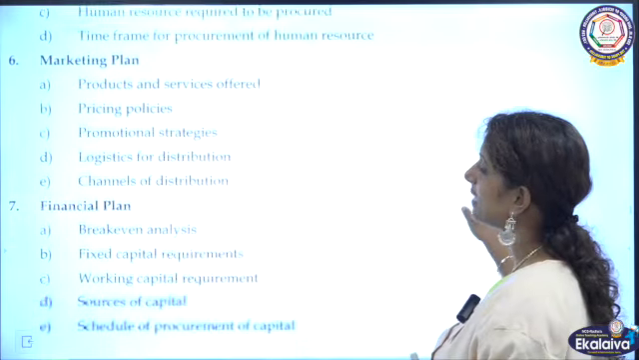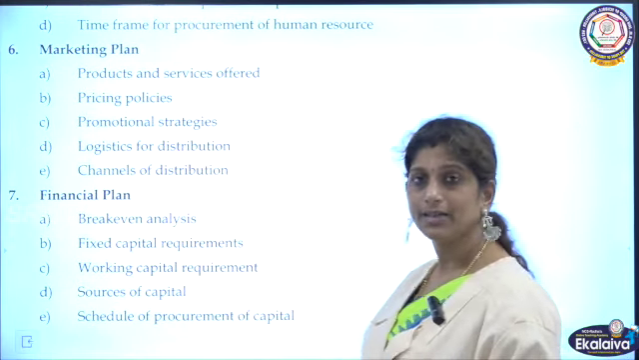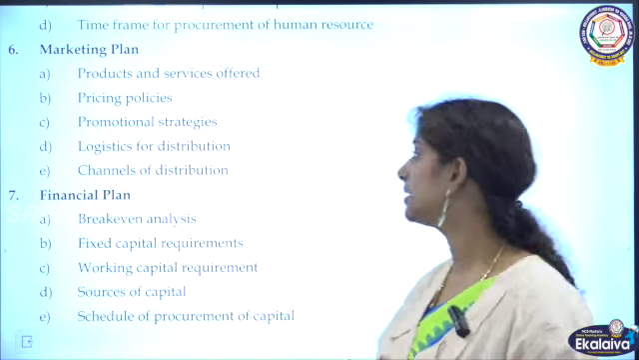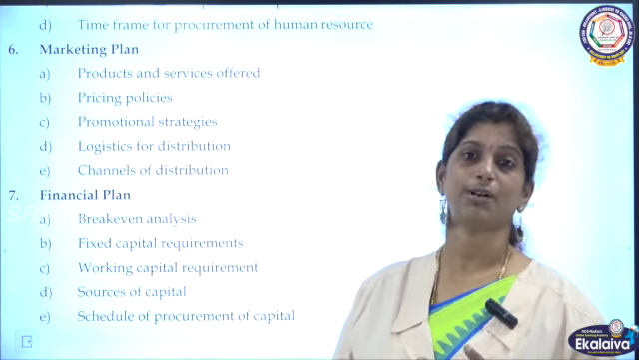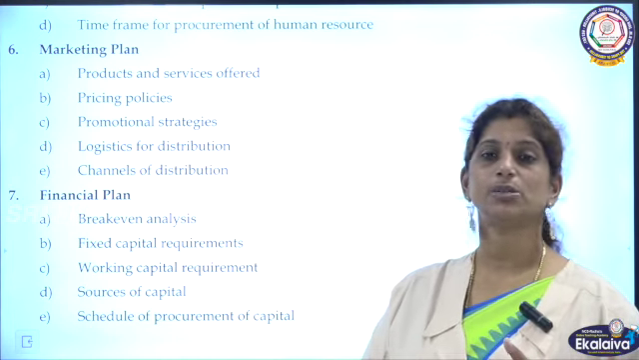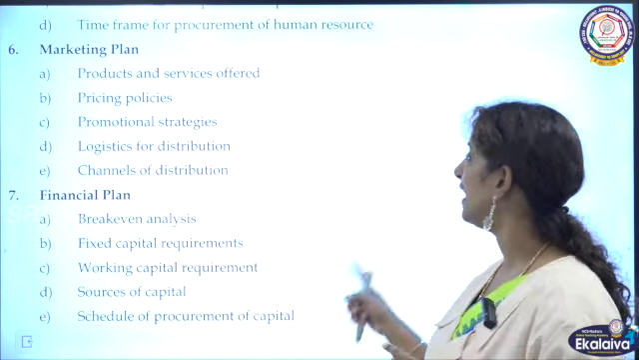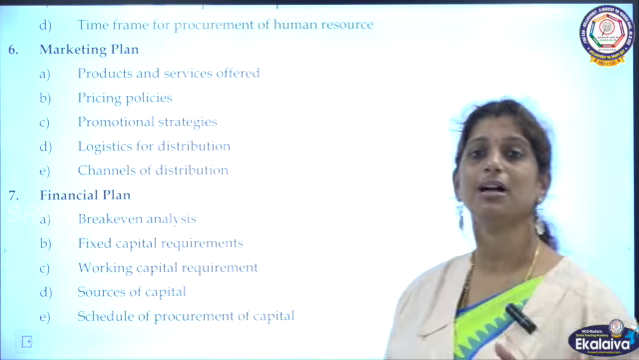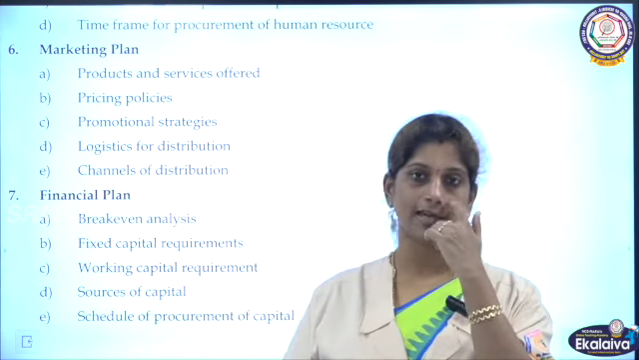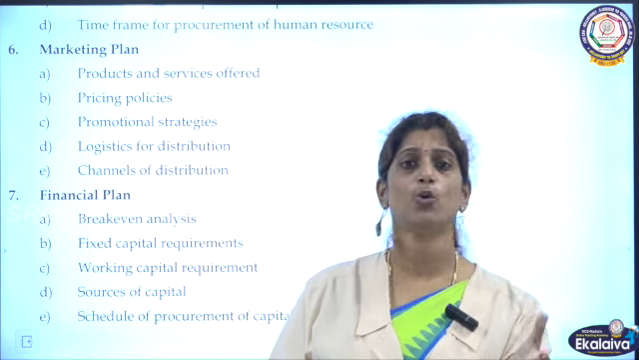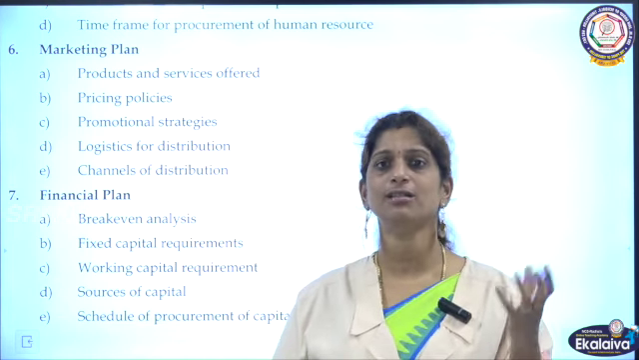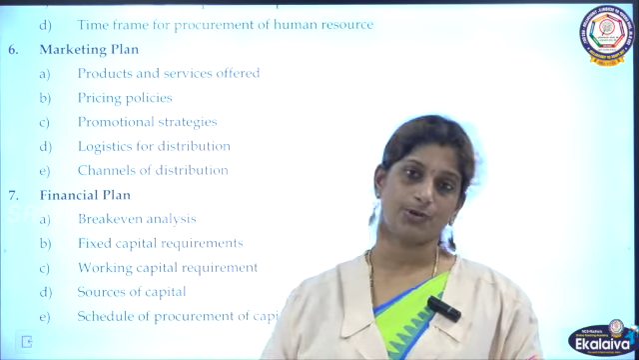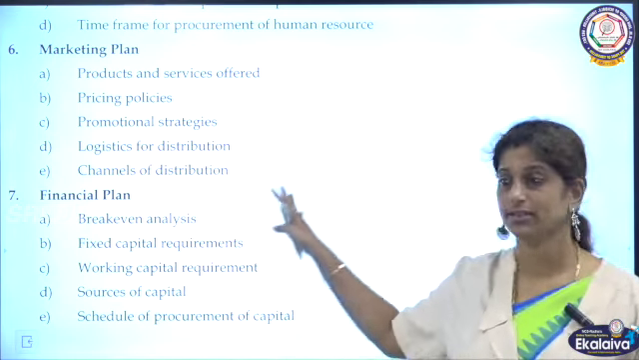Then comes the marketing plan. So here again we are mentioning what are all the products and services we are going to offer, right? And then how are we going to fix the price, and what are all the strategies we are going to follow for promotion, and then the logistics for distribution and channels for distribution. Logistic is nothing but the mode of transport which we are going to use. How the goods are going to be taken from the place of production and how it is going to reach the place of consumption. That process has to be decided at this point, right?